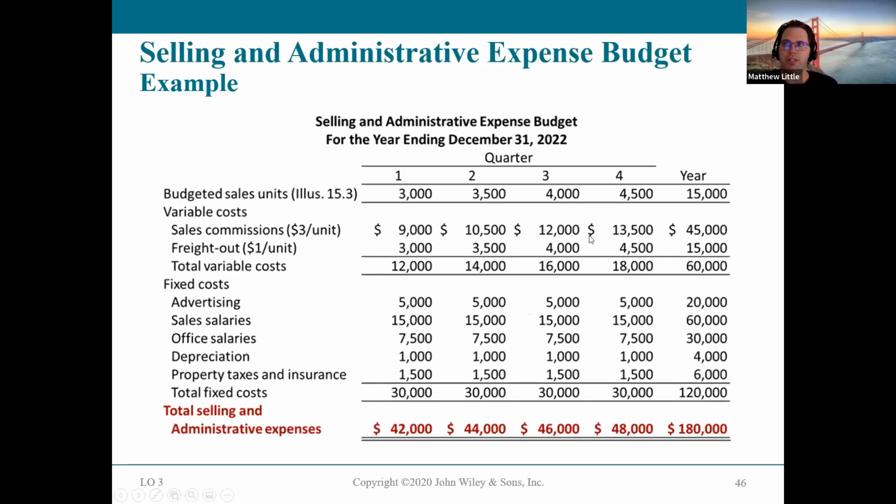So again, we have our budgeted sales, not production. We have our variable costs. We have our fixed costs, so advertising, sales, et cetera. So our total selling and administrative expense is 42, growing to 48 for a total of 180,000 over the years.